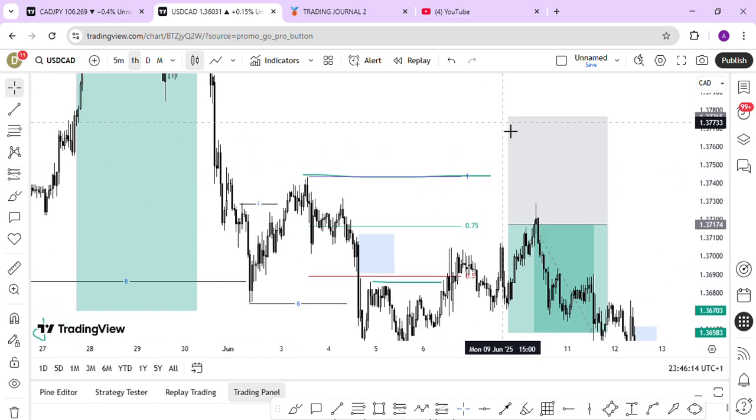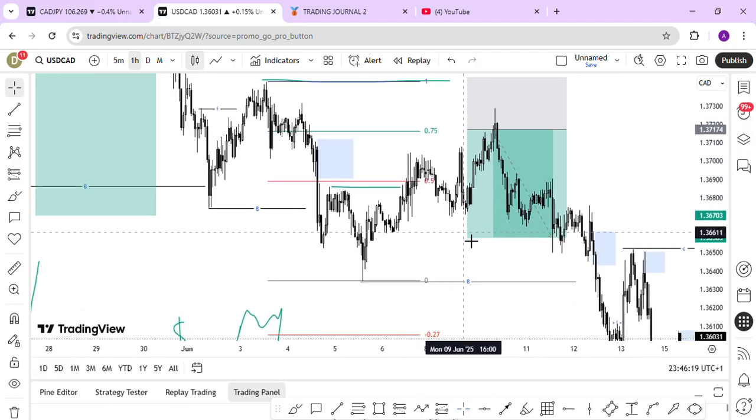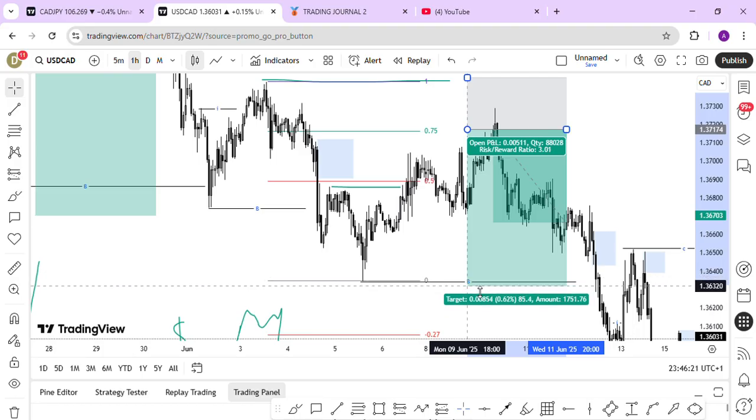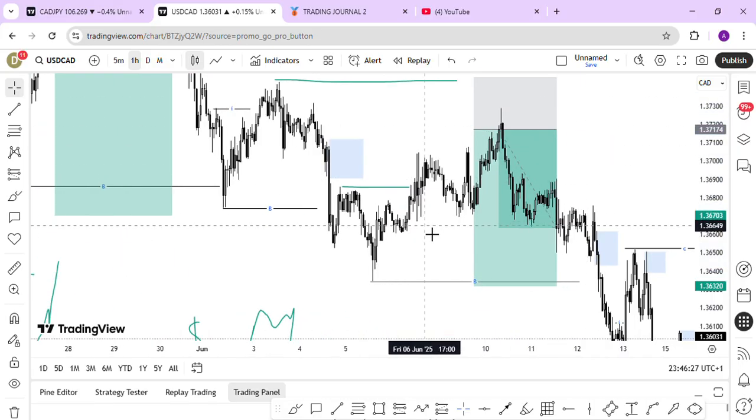Look at this. First attempt, second attempt, this is the third attempt now. So we target 1, 2, 3, straight down, straight to TP. So on to the next trade.